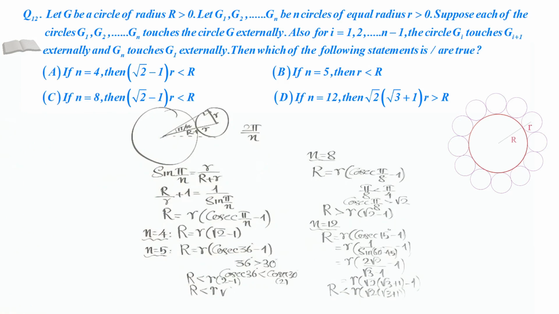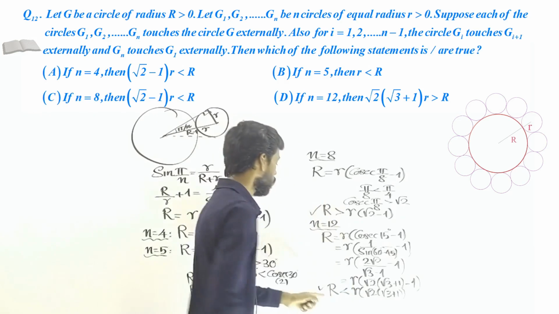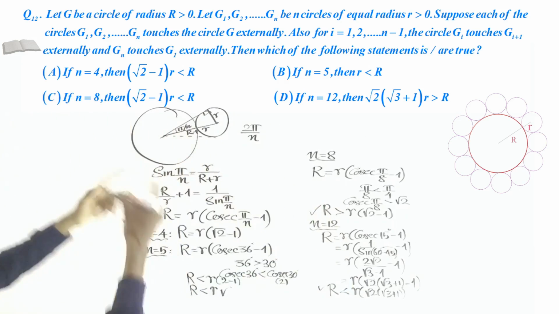So r is less than small r root 2 root 3 plus 1. Is that what is given? Yes. So that is the correct answer. So that's all. So this is one answer. This is also one of the options given. So that is the answer.